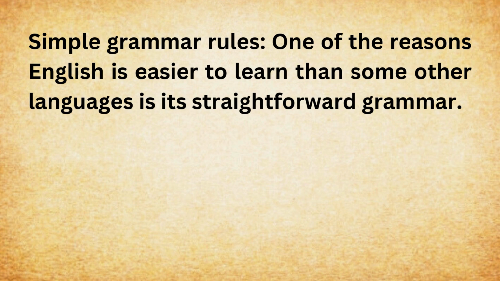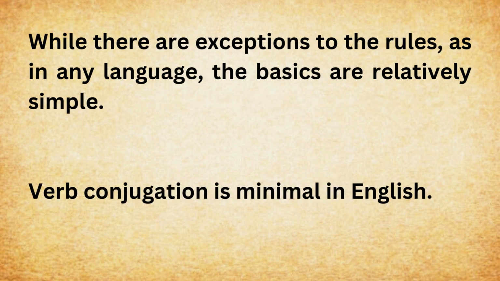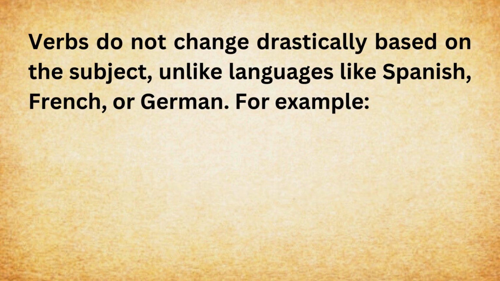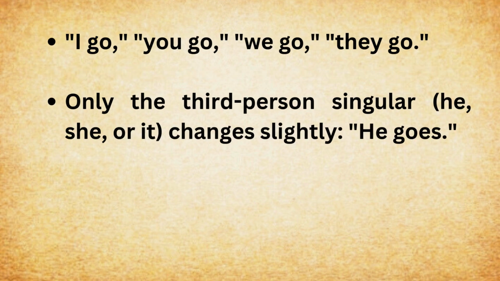Simple grammar rules. One of the reasons English is easier to learn than some other languages is its straightforward grammar. While there are exceptions to the rules, as in any language, the basics are relatively simple. Verb conjugation is minimal in English. Verbs do not change drastically based on the subject, unlike languages like Spanish, French, or German. For example, I go, you go, we go, they go. Only the third person singular, he, she, or it, changes slightly.